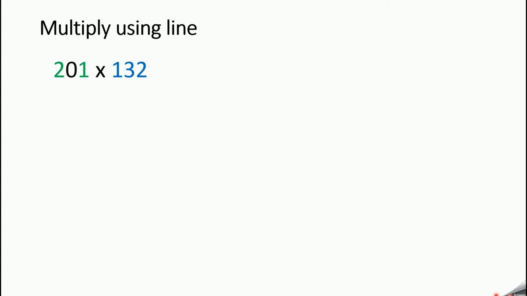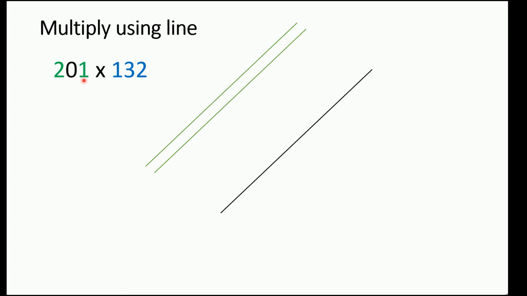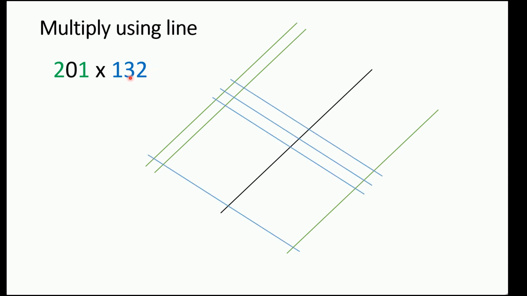These were cases without zeros. But if any zero comes in between the digits, then will this work? Let us check. Take this example: 201 and 132. So first number is 201. First digit is 2, so we have to draw two lines. And the second digit is 0. When drawing 0, put it in a different color or with a different mark. And the next digit is 1. So one line, multiplied by 132. So draw lines here, 1 and 3 and 2.